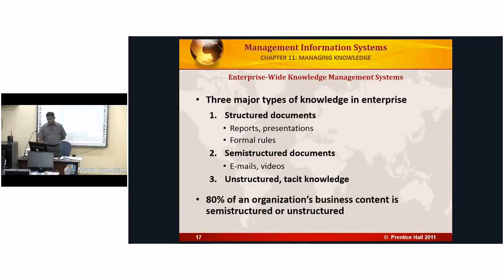So if we take enterprise-wide knowledge, you get three major types of knowledge in enterprises. That is structured documents, semi-structured documents and unstructured. Structured documents are reports, presentations, forms, formal rules. Then semi-structured documents are like emails, videos, voice records, etc. And unstructured is tacit knowledge. So what is tacit knowledge?